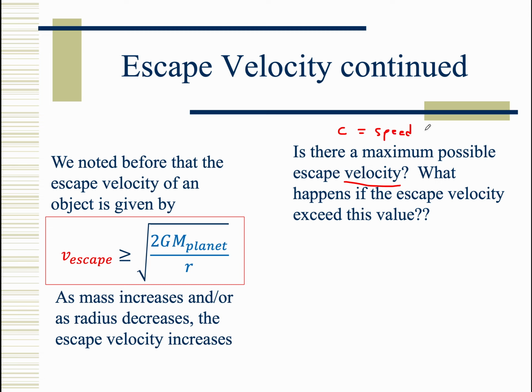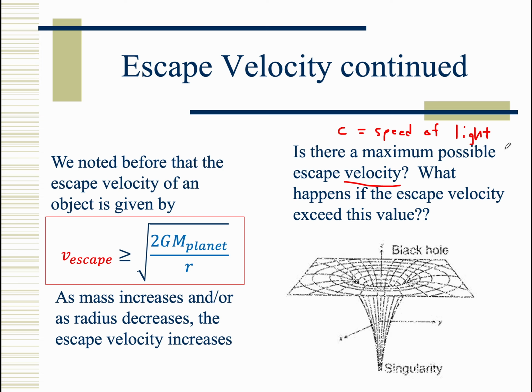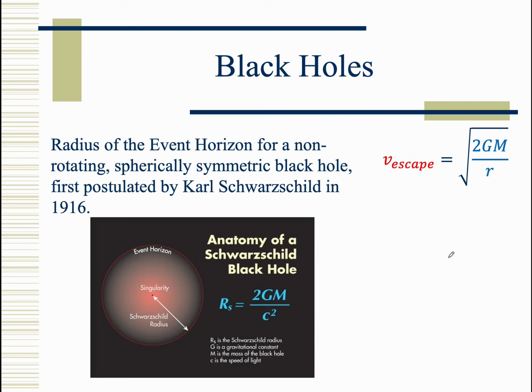So what happens here? It's possible for an object to have an escape velocity greater than the speed of light. And since nothing can escape that, at that point, we've got a problem. We've got an issue. What do we have? We've got a black hole, where even light moving at the speed of light can't escape it. And so take a quick look at this.